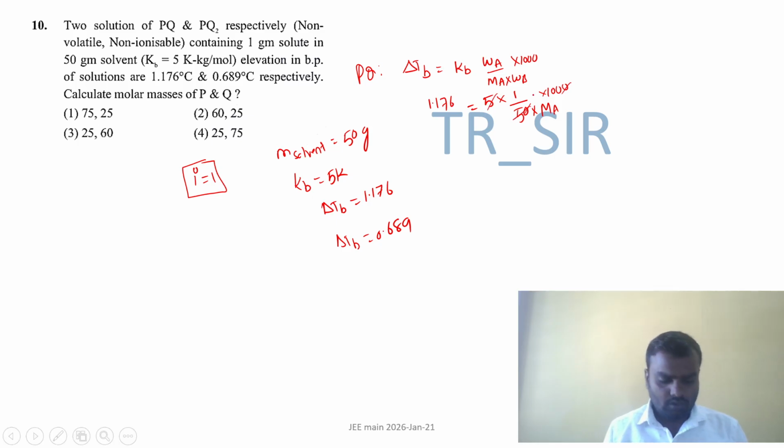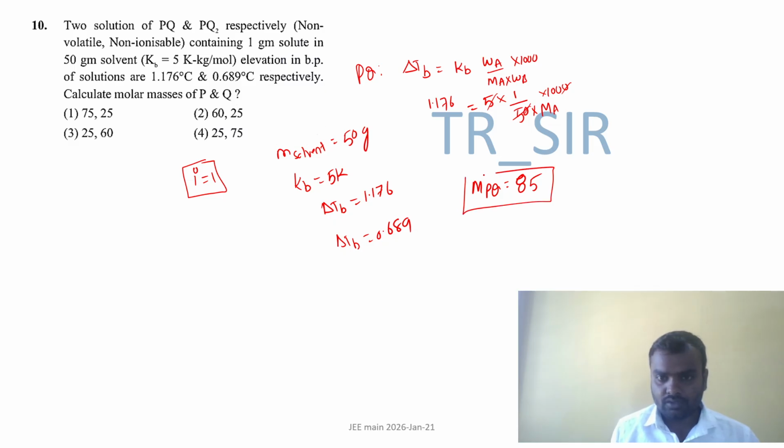Now how much will we get here? 100 by 1.176. So 85 is coming. We are getting molecular mass of PQ is equal to 85.